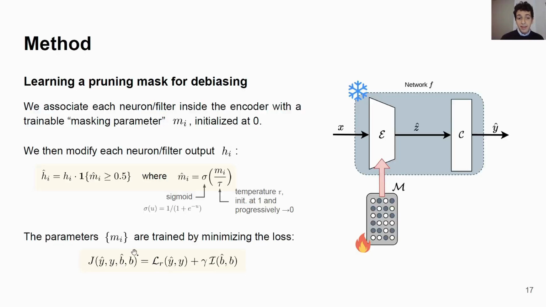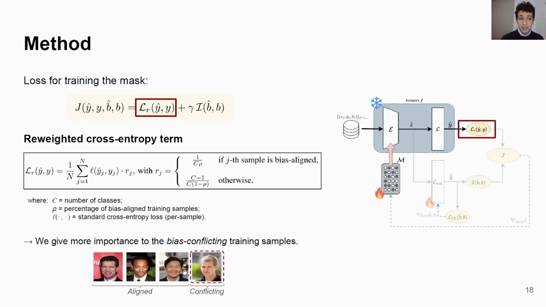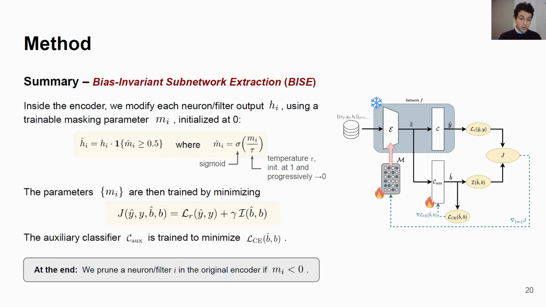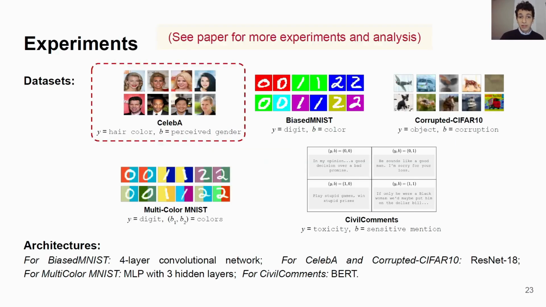And these parameters m_i are trained by minimizing a loss, where the first term is a reweighted cross-entropy loss, where we give more importance to the samples where the spurious correlation does not hold. And the second term of the loss aims to estimate the amount of bias information that can be extracted from the encoder. For that, we are going to use a linear probe that we train to predict the bias from the latent representation. And the goal is to minimize the mutual information between the predicted and the ground truth bias labels. And at the end, we are going to prune a neuron or filter in the encoder if the corresponding m_i is negative.